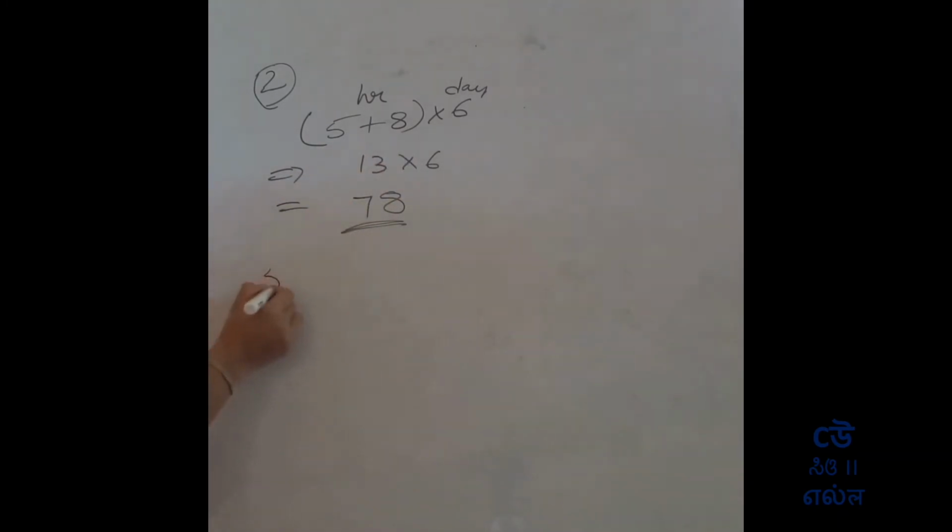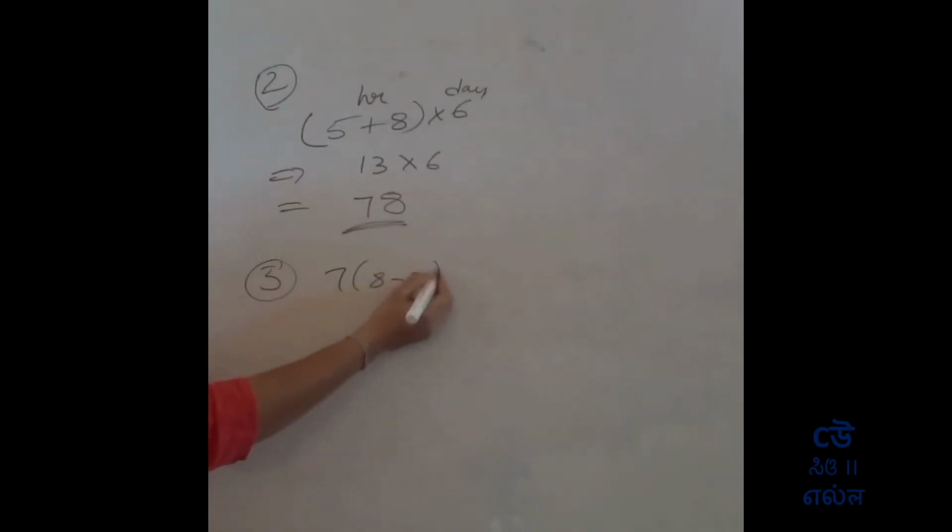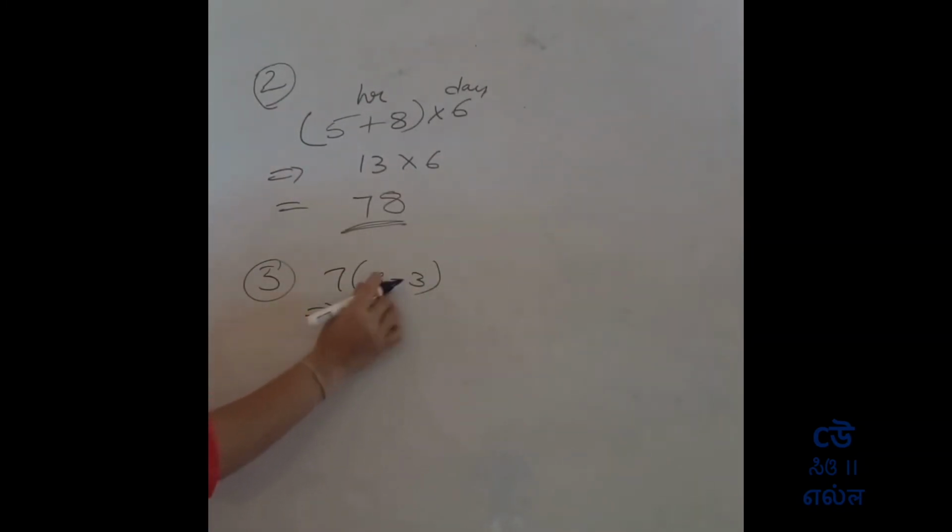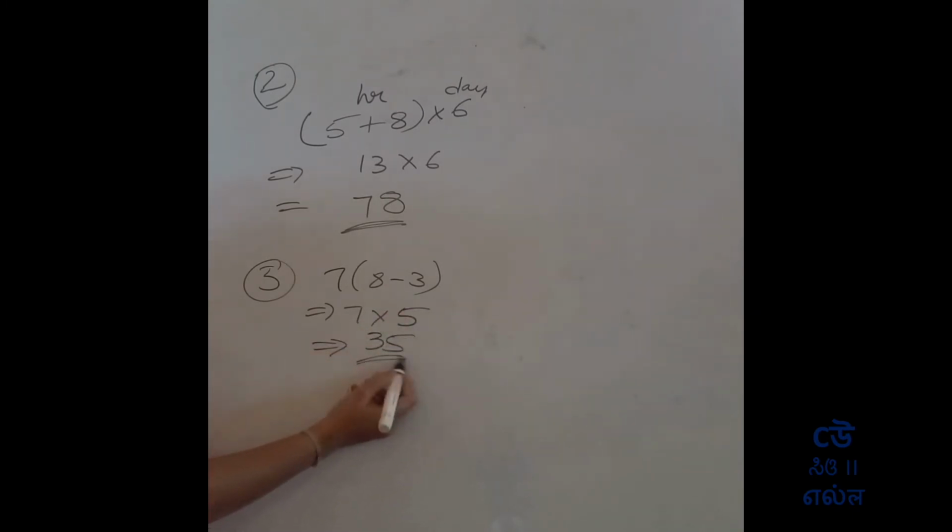Okay. Next, third question. First they have given 7 times the bracket 8 minus 3. So first you have to solve what is given in the bracket. If no sign is mentioned in between, you have to take it as multiplication. First solve the bracket. So 8 minus 3 is 5. So 7 fives are 35.